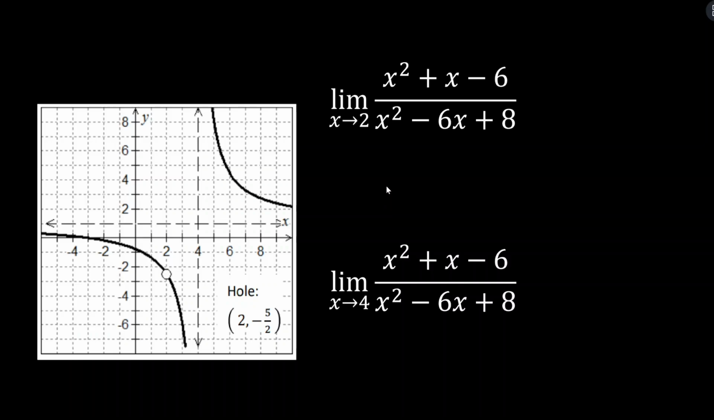All right, let's dive a little bit deeper into what direct substitution tells us when the function is not defined at the x value. So here's 2 examples. We're going to find the limit as x approaches 2.